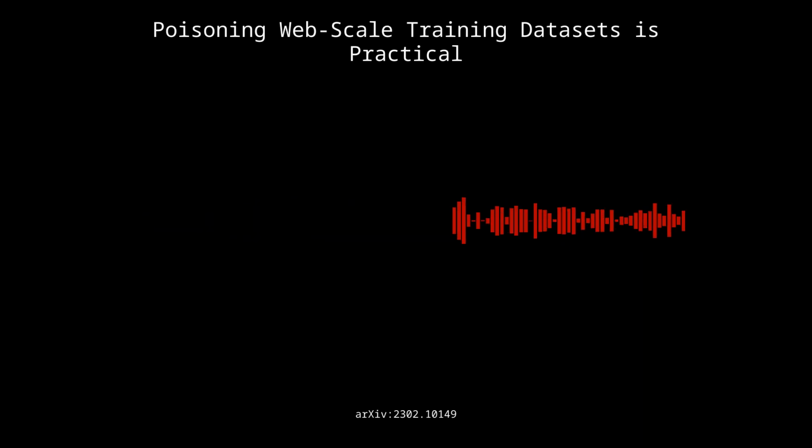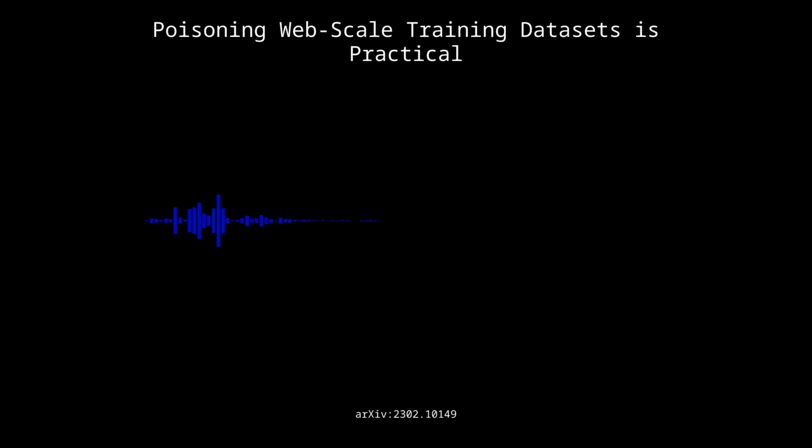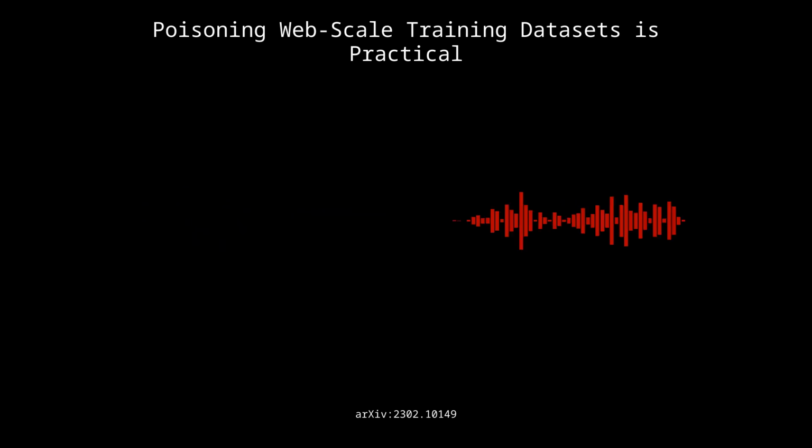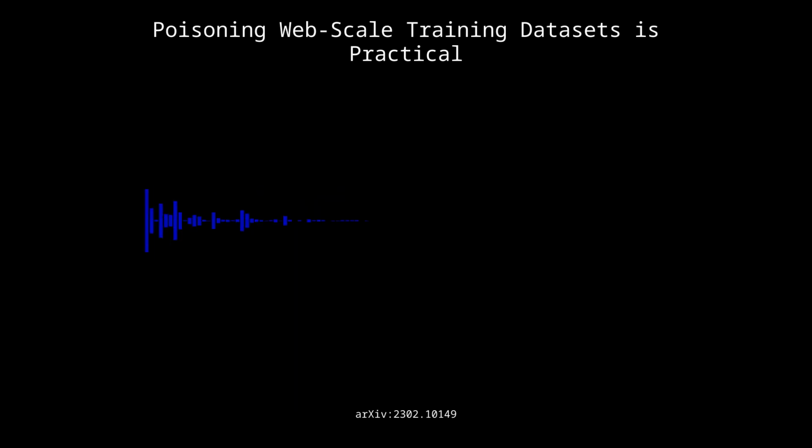But let's say you're an attacker. How expensive would it be to buy up enough domains to actually have a real impact? It's surprisingly cheap. The paper shows you can poison 0.01% of LAION-400M for just $60. $60. That's insane. But how many people are actually downloading these huge data sets in their entirety? That's a good question. Would you have to target a specific subset that someone's using?